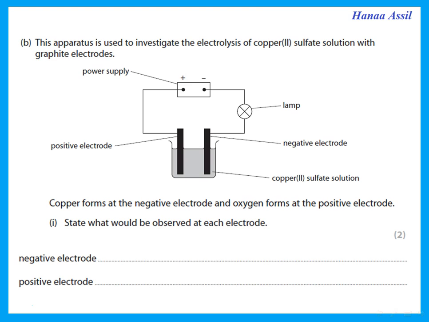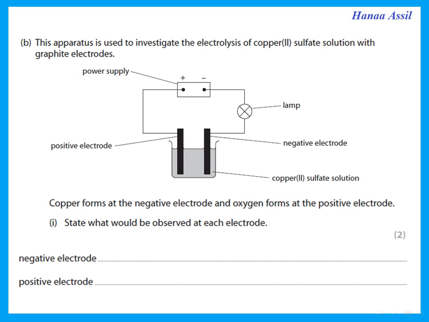This apparatus is used to investigate the electrolysis of copper sulfate solution with graphite electrodes. It says copper forms at the negative electrode and oxygen forms at the positive. That is correct. You should know when we do electrolysis of copper sulfate, copper forms at the negative and oxygen forms at the positive from the reaction of the hydroxide ions. State what would be observed. He already gave you the products. So what do we see when these products are formed?